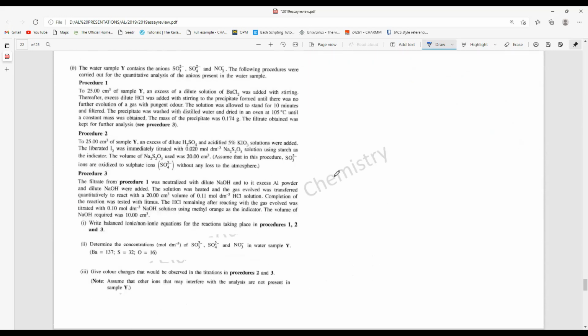Then we have part B. They are doing 3 different reactions for the quantitative analysis, that means the concentration of these compounds. Let's check that one by one. 25 cubic centimeter of sample Y was taken and barium chloride was added. Then styrene was added, and after that excess HCl was added to precipitate the form. So first they add this one, and then they add further HCl.